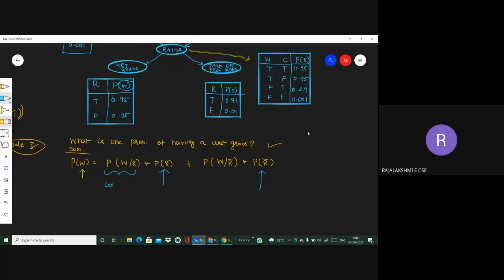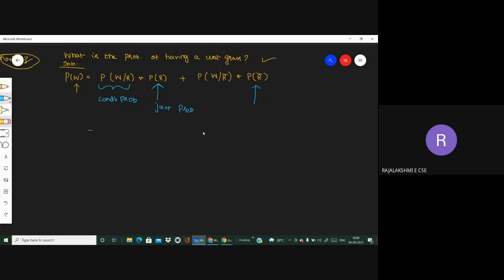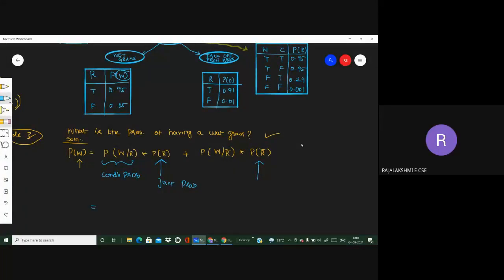Correct? I have already told you about conditional probability, because the probability of getting rain depending on these two conditions is a conditional probability. But the probability of getting rain over here is a joint probability. I'll say what it is. Let's look into these conditions clearly. What is the probability of wet grass when it is raining? What is the probability of wet grass when rain is true?